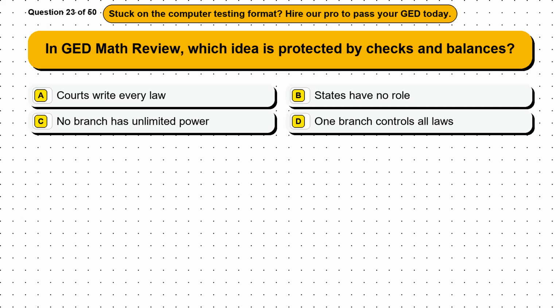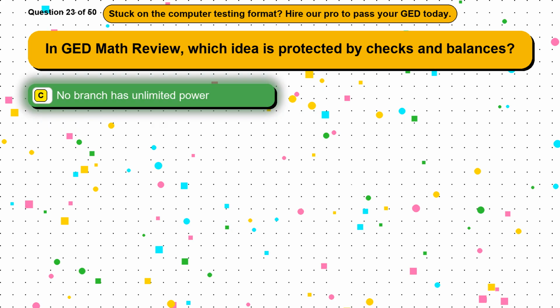Question 23. In GED Math review, which idea is protected by checks and balances? Option A, courts write every law. Option B, states have no role. Option C, no branch has unlimited power. Option D, one branch controls all laws. The correct answer is option C, no branch has unlimited power.